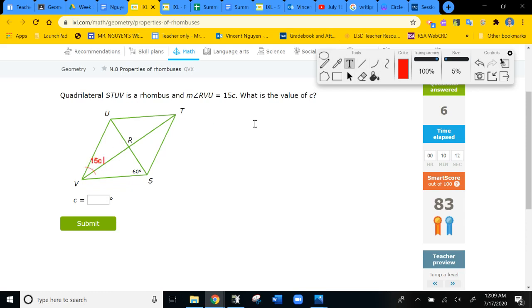Okay, I'm just labeling the angle. And then they're giving us this angle, which is 60. Well, that's easy because we know this is a 90-degree angle. So if this is 60, this has to be 30 degrees. And if that's 30 degrees and it equals the other side, then we have an equation that says 15 times C equals 30. And so if we divide by 15, C would equal 2. So I'm going to enter 2.